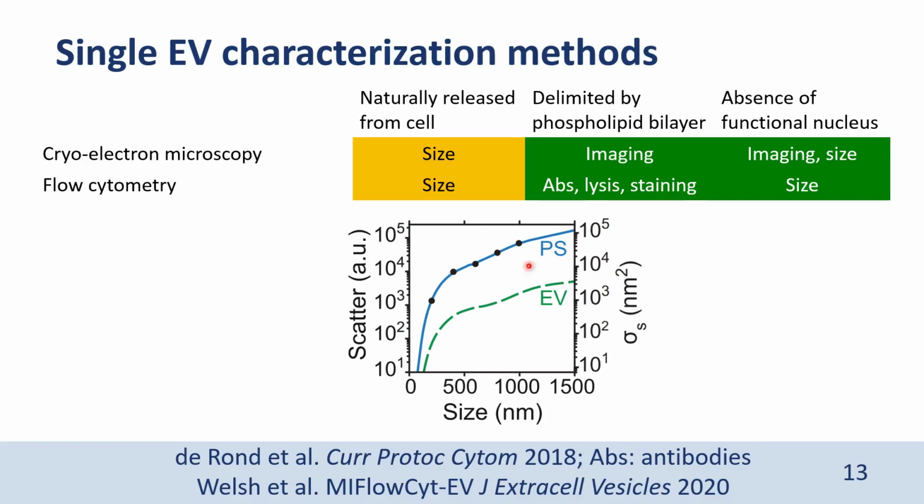With flow cytometry, we cannot directly make it hard that particles are released by the cell, but by a calibration, we can at least do the sizing and confirm that we are dealing with submicrometer particles, that they are delimited by a phospholipid bilayer. There are several ways for that. For example, antibody staining. If the proteins are transmembrane proteins, then they have to be in a phospholipid bilayer. Or we could do lysis or staining of phospholipid bilayer directly. And the absence of a functional nucleus, we could get this indirect evidence from the size.